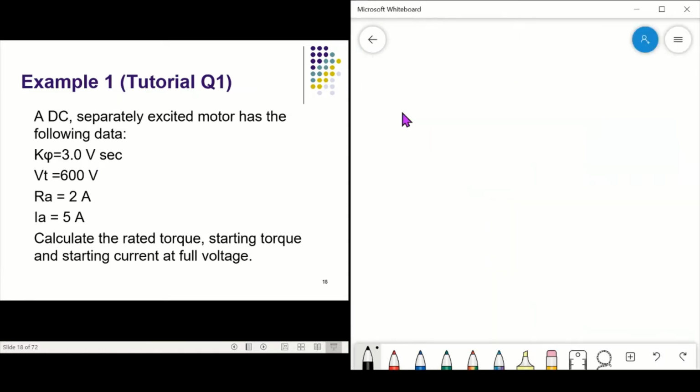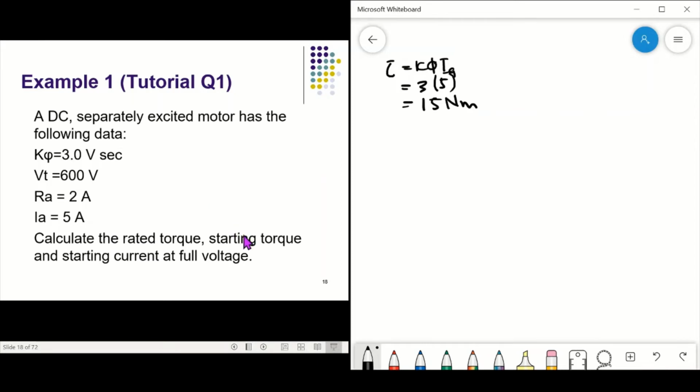First, calculate the rated torque, starting torque, and starting current at full load voltage. How to calculate? First is the rated torque. We know that we have the equation between torque and IA, so torque equals K flux IA. K flux is given as 3 and IA is 5. So here we get torque equal to 15 Newton meter.